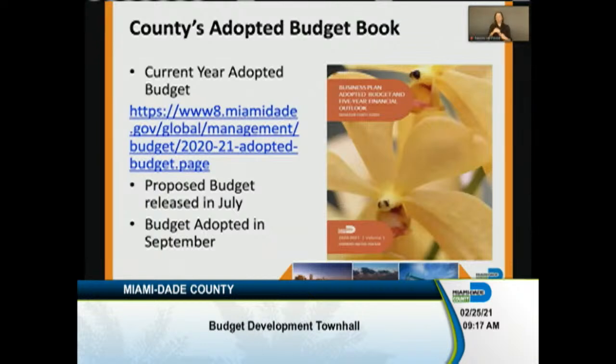Each year we publish our budget books that include the adopted budget. The books are also organized in the major service areas with departmental details. Within each service area, the departments have narratives that describe the services they provide, along with the revenue sources, expenses, personnel counts, and performance measures. Additionally, the budget ordinances approved by the board in September are also included.